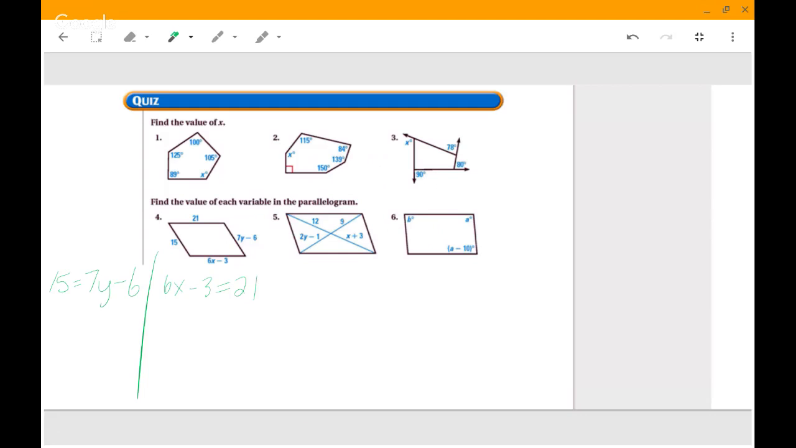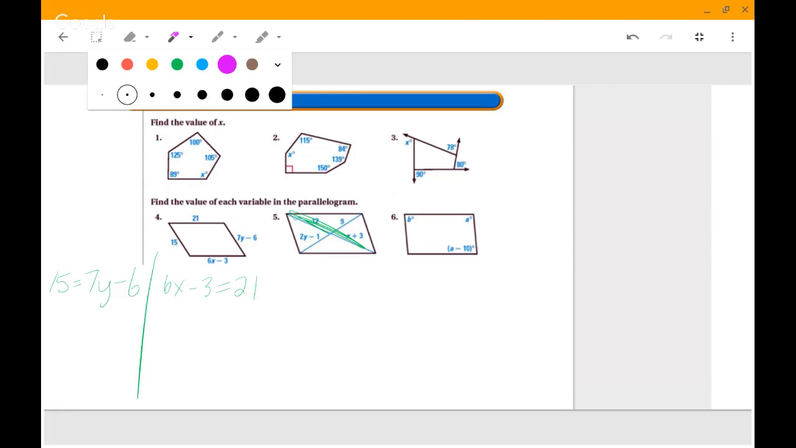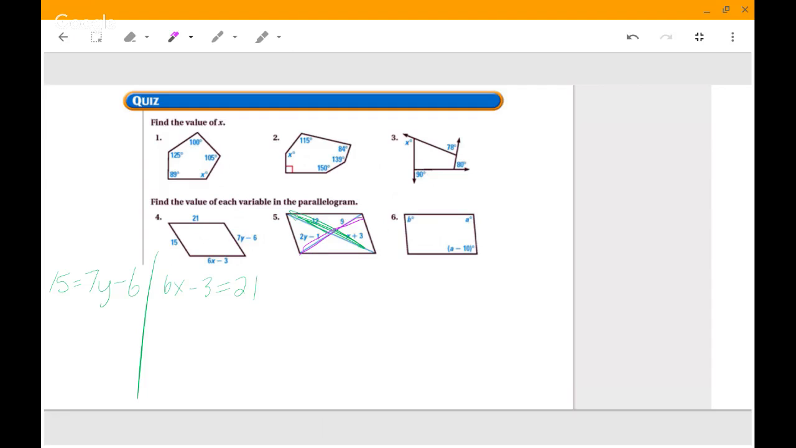For number 5, do we just do 12 equals 2y minus 1? Or no? 12 equals x plus 3 because it's on the same line. Correct. You use one diagonal at a time. So those two are on that diagonal together. And then these two are together on a diagonal. And that's using that theorem that the diagonals bisect each other. So they cut each other in half.